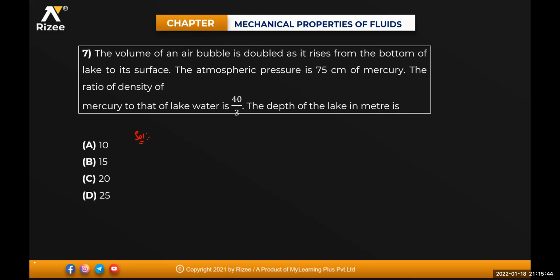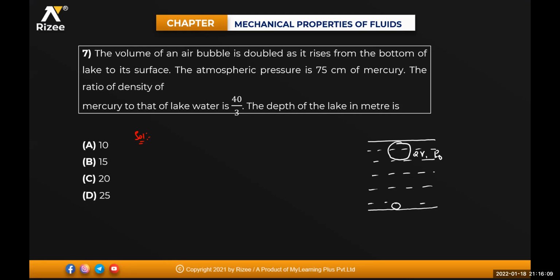The volume of an air bubble is doubled as it rises from the bottom. So I'm drawing the rough diagram for you. Here is right now a small bubble, and this is completely filled with water. When you go to the upper end, the volume of this one will increase. That is becoming how much? 2V. And atmospheric pressure is P0.